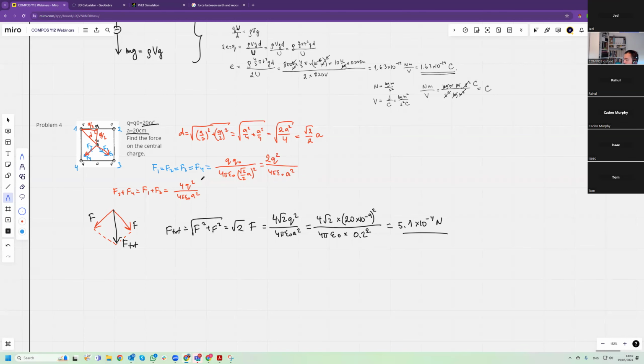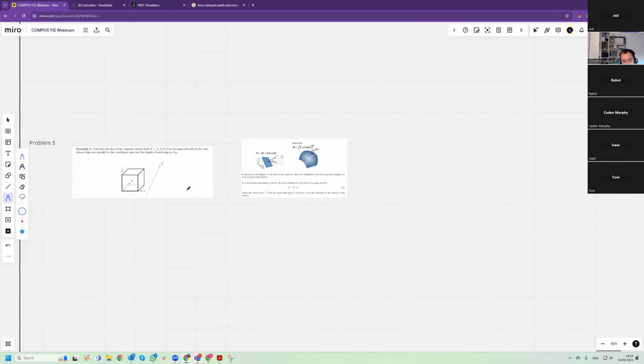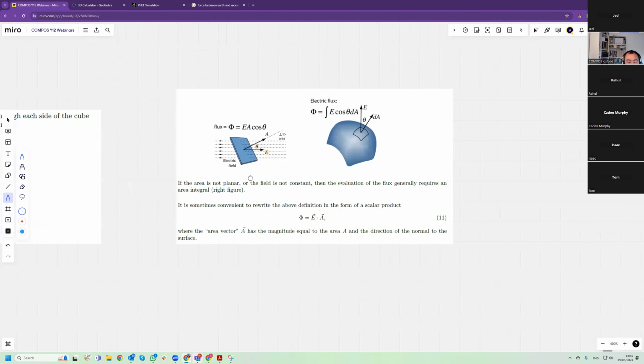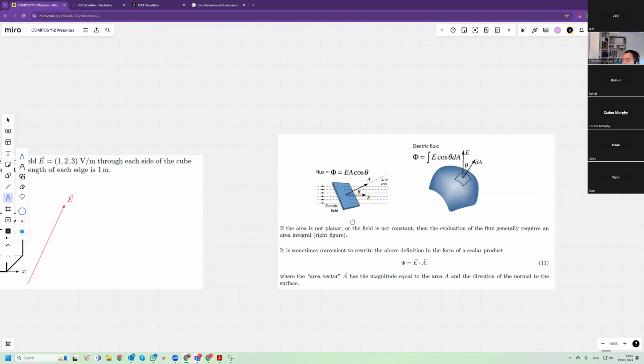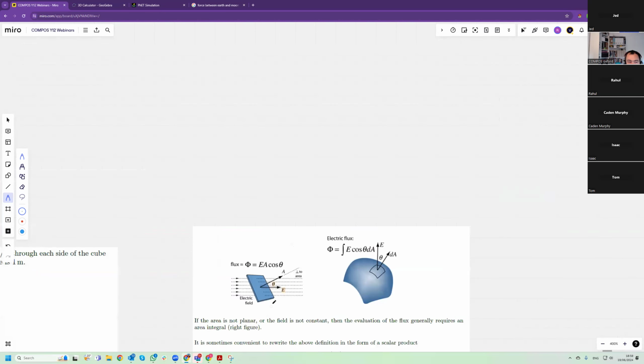Now, the very, very new thing for you in the assignment would be Gauss's law. Gauss's law talks about flux, electric field flux. So flux is how much of the field passes through a surface, if that makes sense.